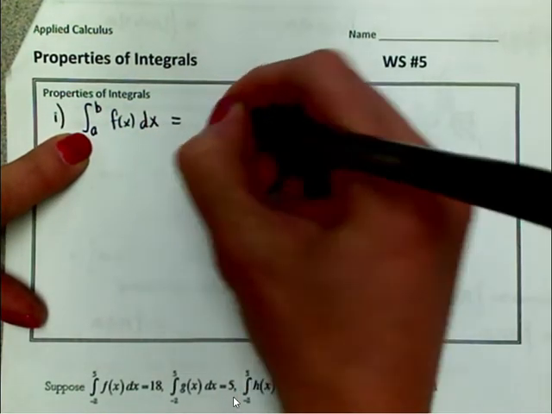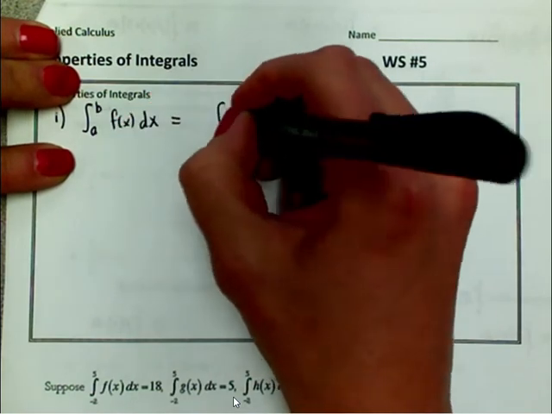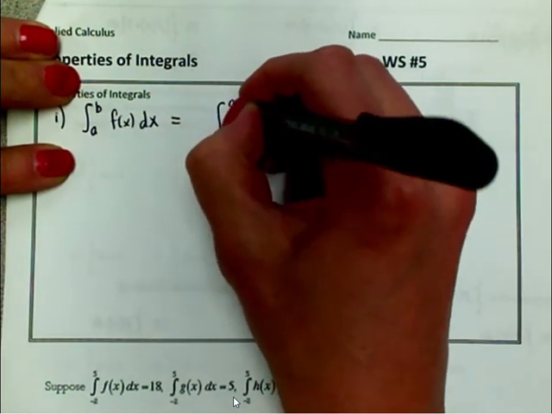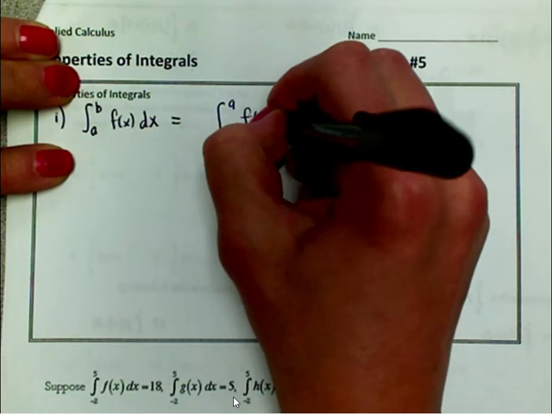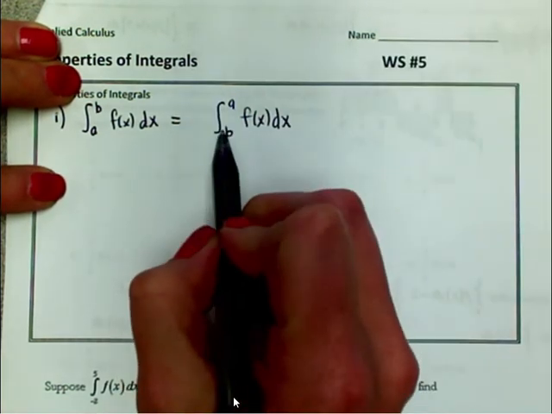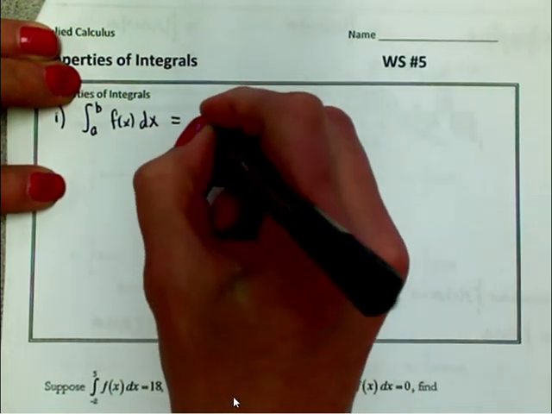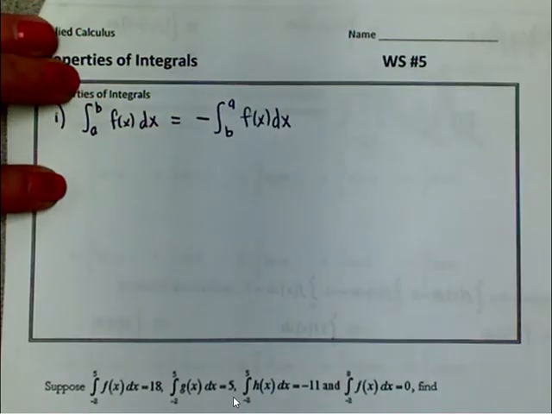equals, we're going to change something. We're going to change the order, and we're going to say from b to a, f of x dx. And what happens, because the direction changed, it's going to be negative.